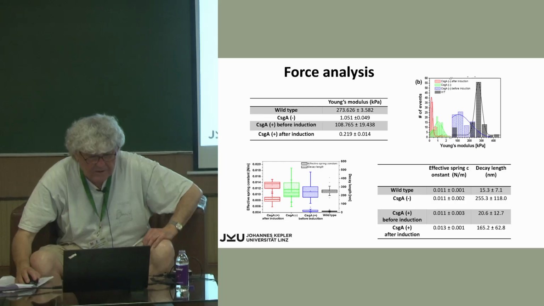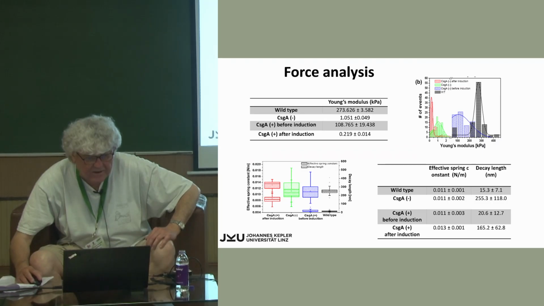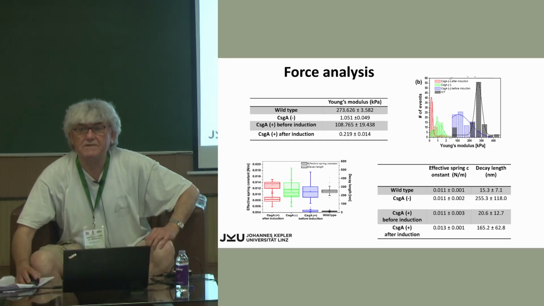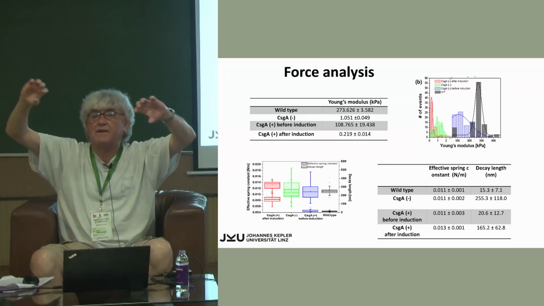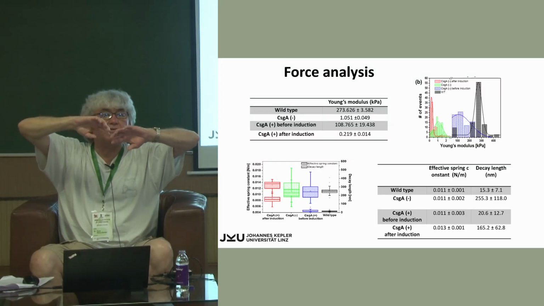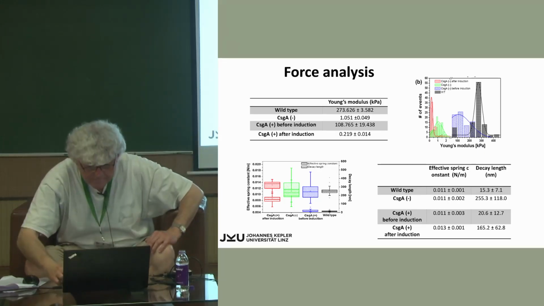And also the Young's modulus is kind of two classes. So there's elasticity, and before induction has pretty much the same Young's modulus, but the knockout mutant and CSGA after induction clearly has then a different Young's modulus. So this means that also the expression of the proteins on the cellular membrane kind of changes the elastic properties of the bacteria.